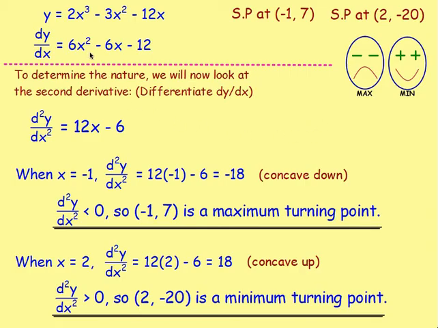So differentiate dy by dx, here we get 12x take away 6, and then you would sub in the x value of the stationary points. If you sub in negative 1, d2y by dx squared is negative, that means the graph is going to be concave down. So the gradient is going to be decreasing. If the gradient is decreasing, it's negative, it's sad, that means it's going to be a maximum turning point. When you sub in 2, you end up getting 18, it's positive, so that's going to be concave up, the gradient will be increasing, and that means the turning point is going to be a minimum. So you can use the second derivative to determine if your turning point is going to be a maximum or a minimum.